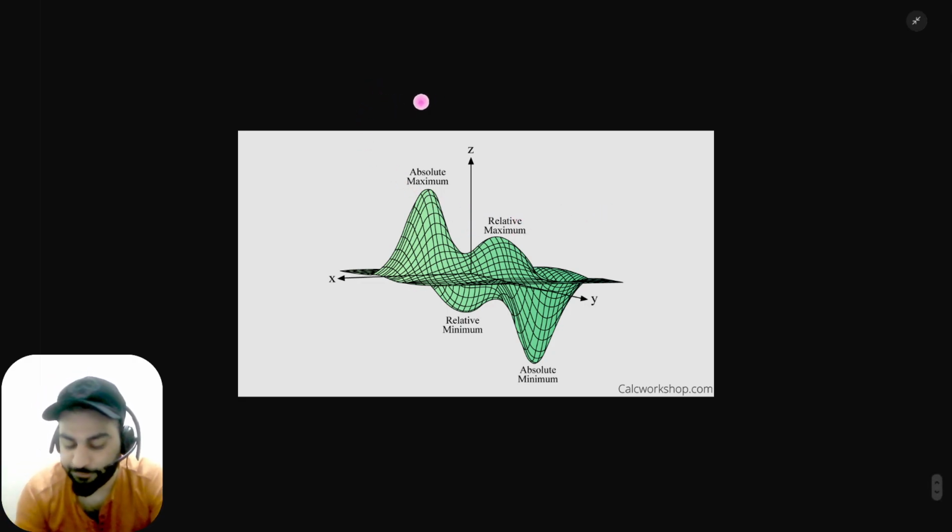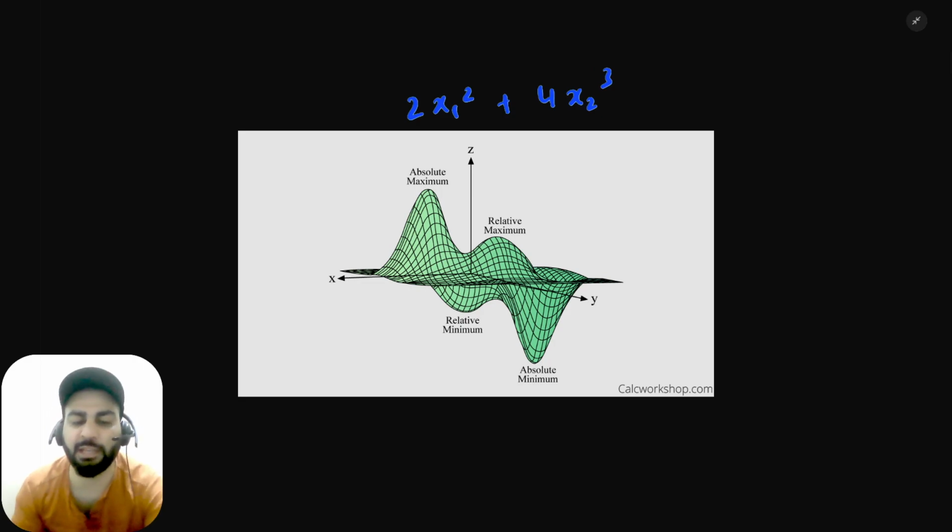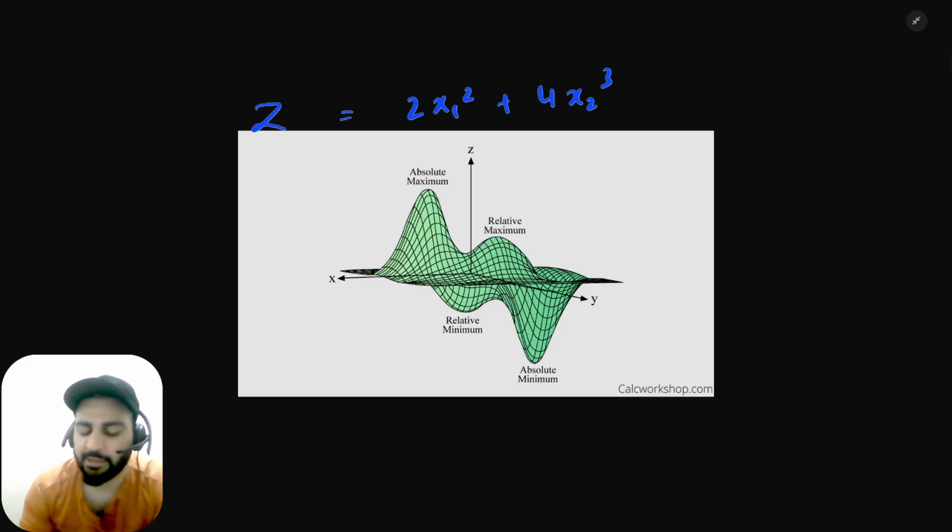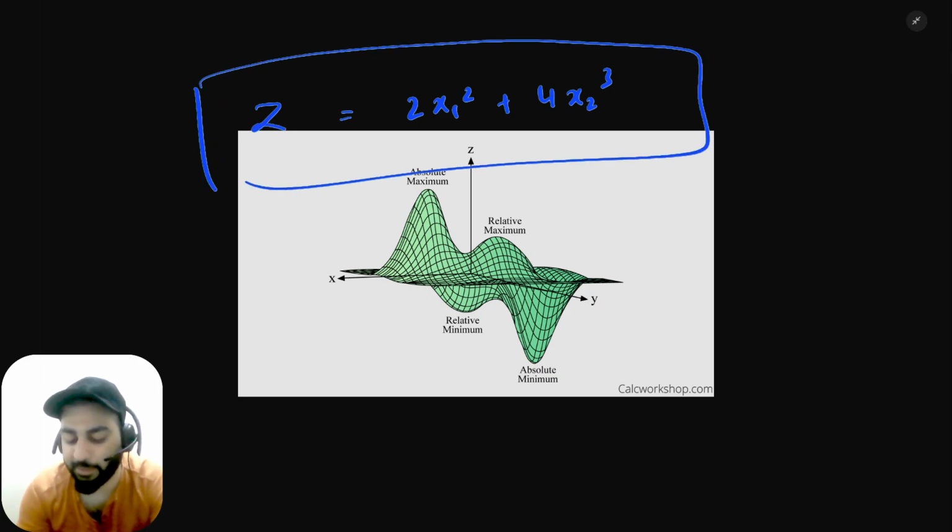So I have an equation: 2x1 square plus 4x2 cube. Let's suppose this is some z. So now it depends on how many variables. It depends on two variables. So this function now depends on the two variables. This is the first variable and this is the second variable.